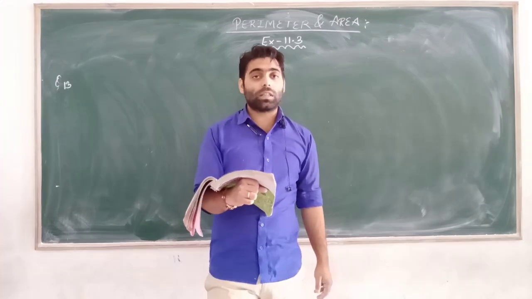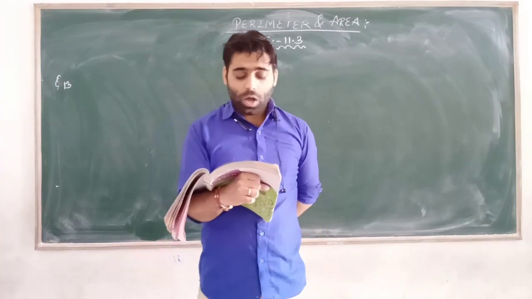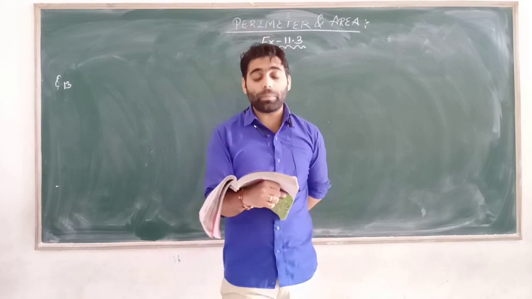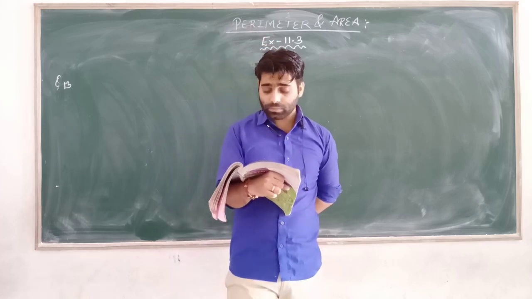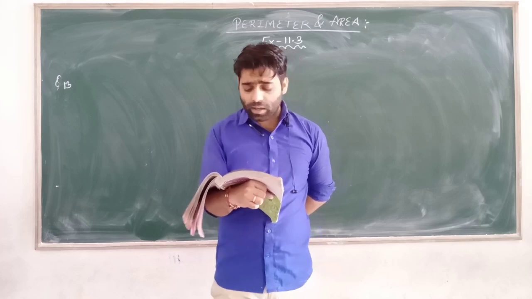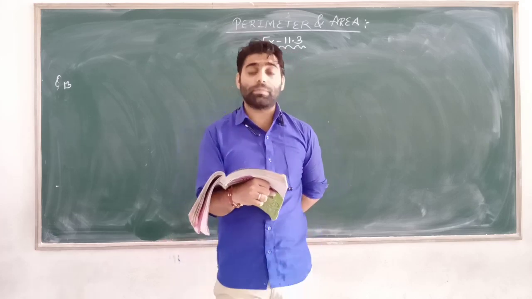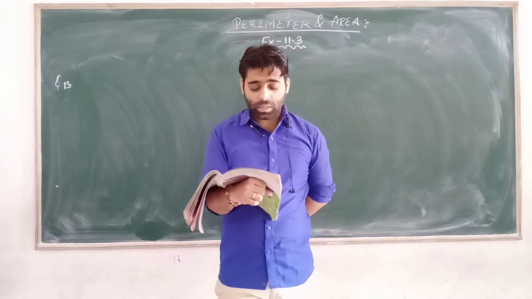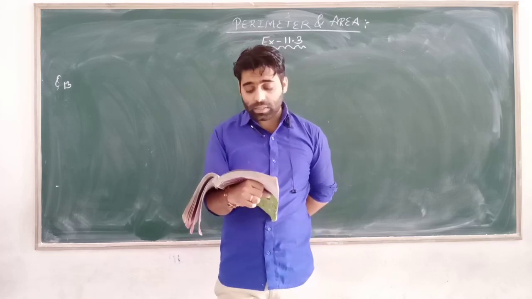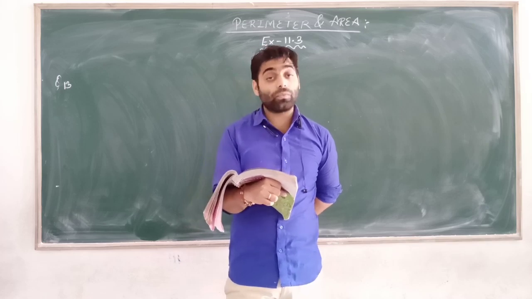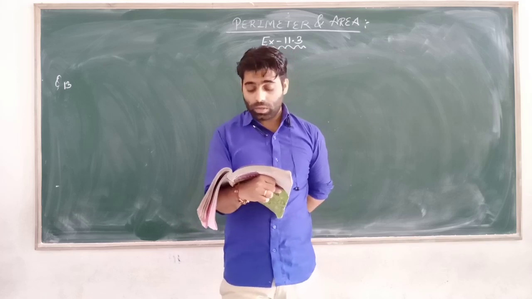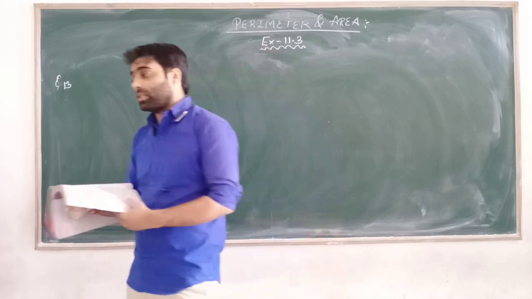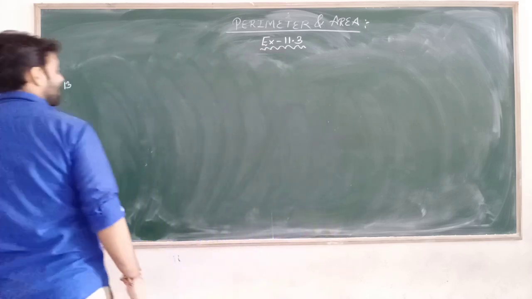Taking our question number 13. A circular flower bed is surrounded by a path 4 meter wide. The diameter of the flower bed is 66 meters. What is the area of this path? What is the question saying?